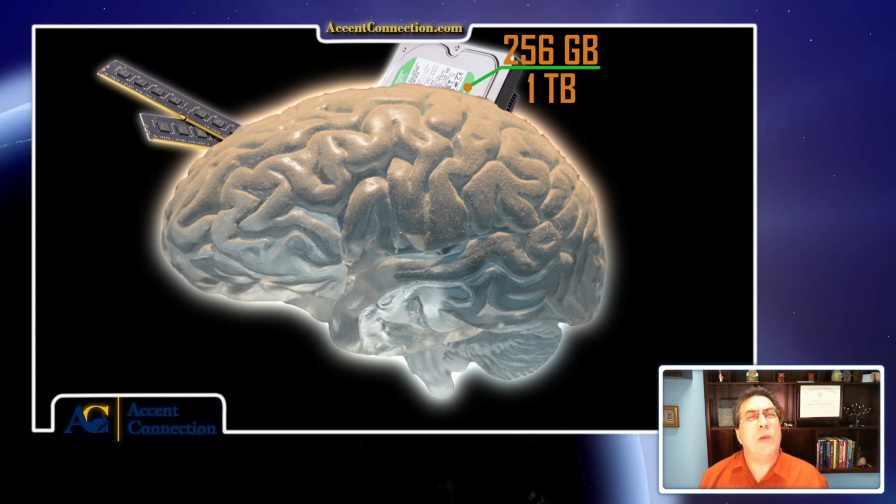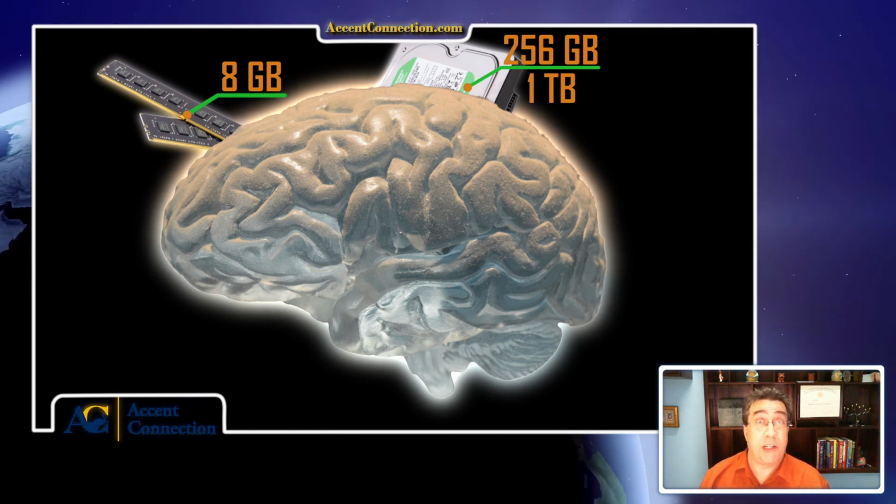How much RAM do we need? Well, I think that if you have less than 8 gigabytes of RAM, you're probably not going to be happy with how fast your computer goes, especially if you have 500,000 tabs open in your browser, and I know none of you do.